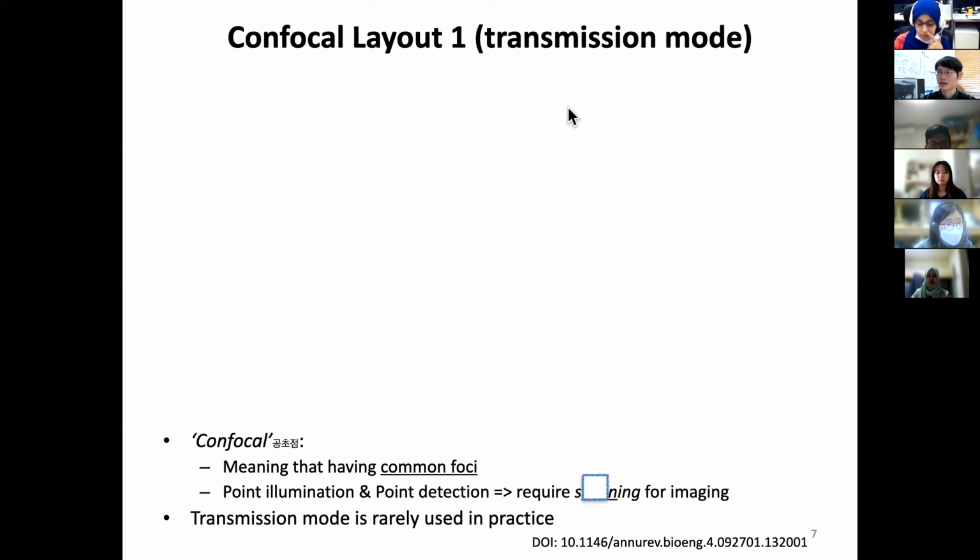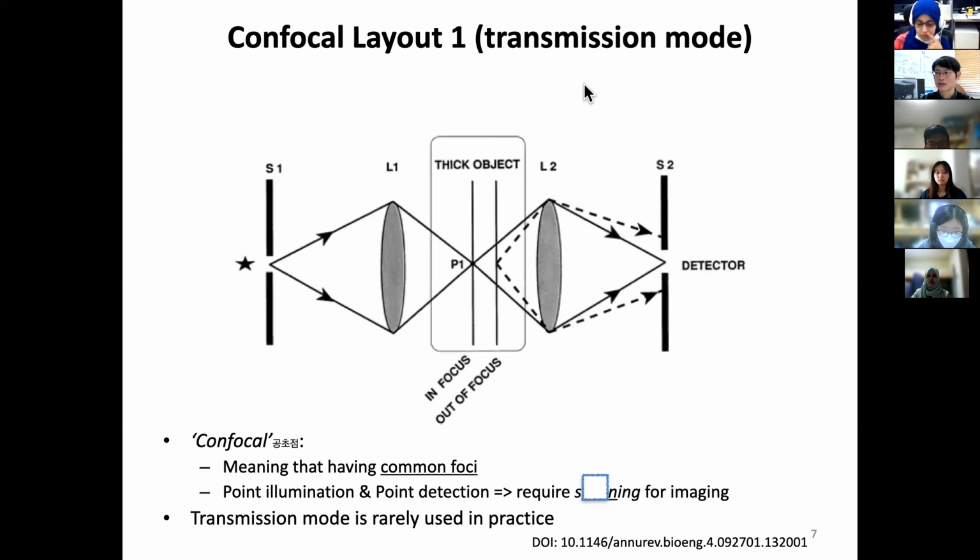So the first is a layout in transmission mode, and this is the simplest one you can think of. Let's say there's a star sample sending out light, and that light will focus. This is the so-called illumination light. And let's say you have a thick object. That's what bothered him and got him obsessed with only this problem. This P1 is what you want to get the information from. And then you have another lens, this is for illumination.